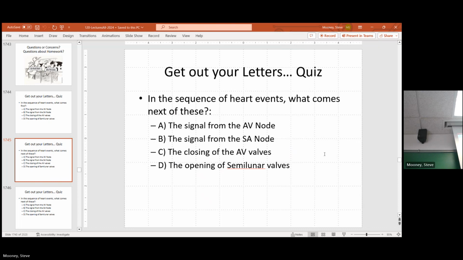This one or this one? Contraction of the ventricles does what? Starts to increase the pressure, which does what? Closes the AV valves first. Pressure continues to build. And then we get the opening of the semilunar valves, the emptying of the ventricles. So the check valve closes first, can't go backwards, can't pump back into the veins. And then the opening of the semilunar valves empties the heart.